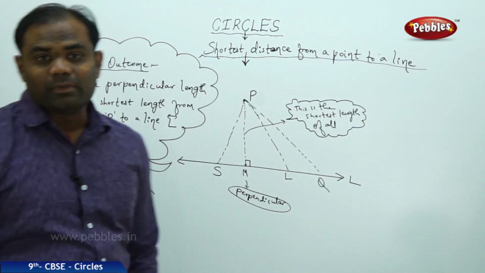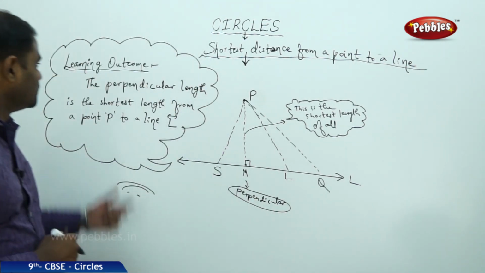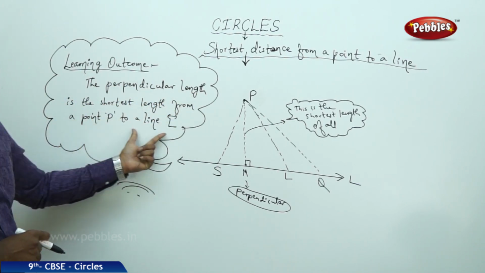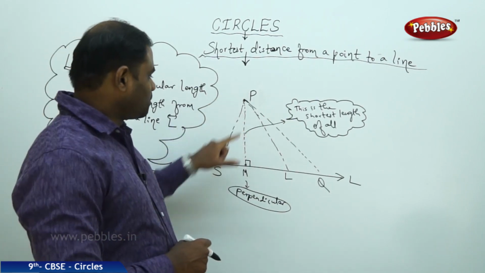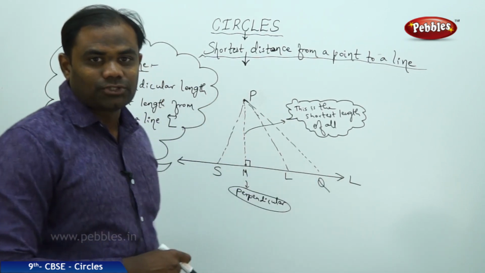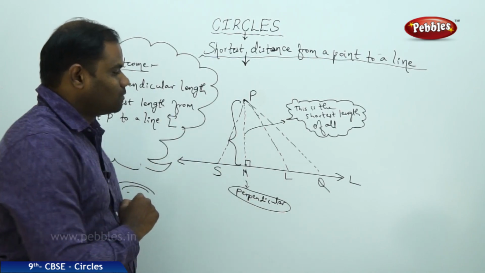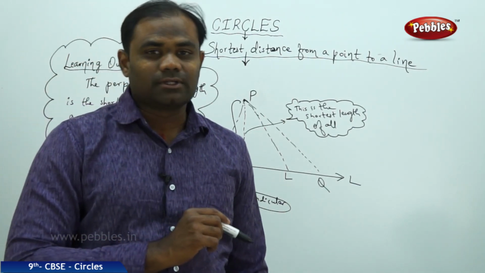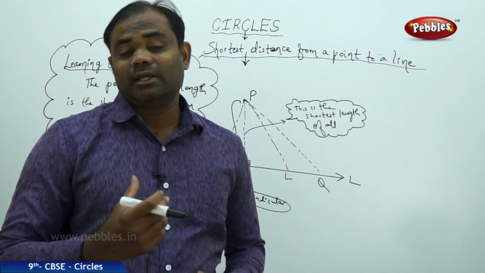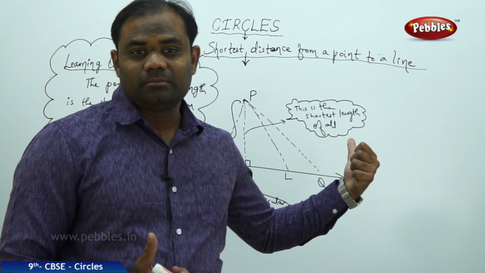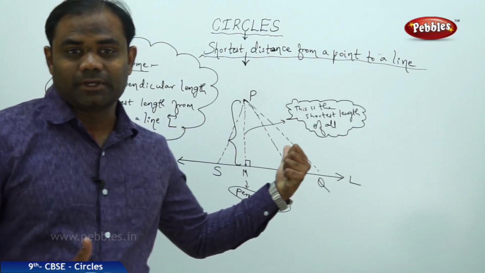Is how we make the learning outcome. The perpendicular length is the shortest length from a point P to a line L. So in this case, from a point P to a line L, the shortest length is this. This is how we understand the shortest length connected with the length of the perpendicular, or the perpendicular length. PM is the shortest length in this case.